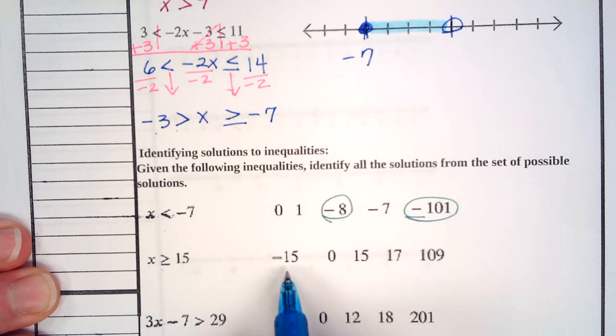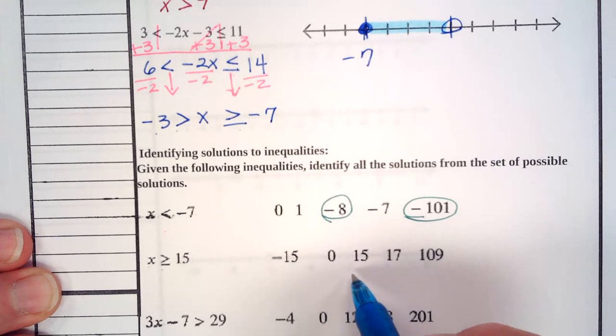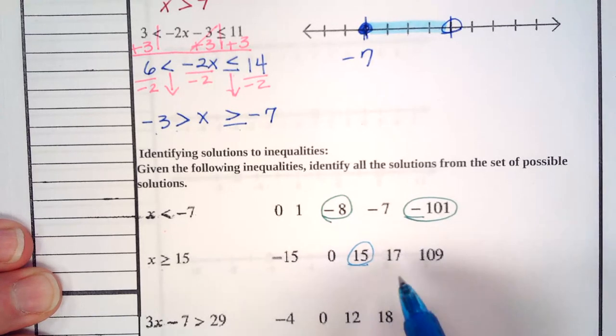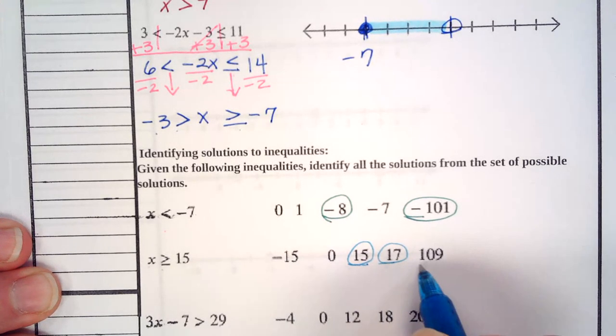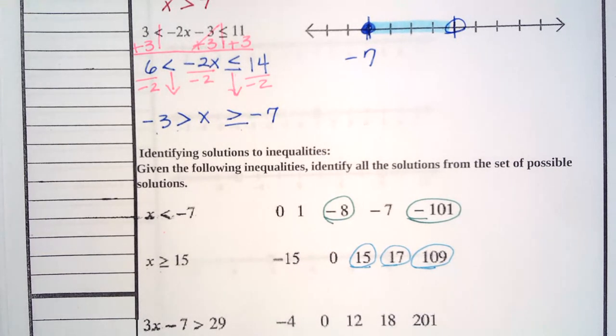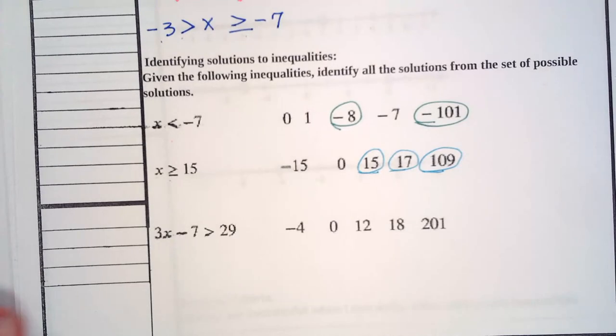Is negative 15 smaller than or equal to 15? No. 0? No. What about 15? Is it equal to 15? Yes. What about 17? Yes. What about 101? Yes. Okay, so those two were just basically identifying. Now we have to solve.